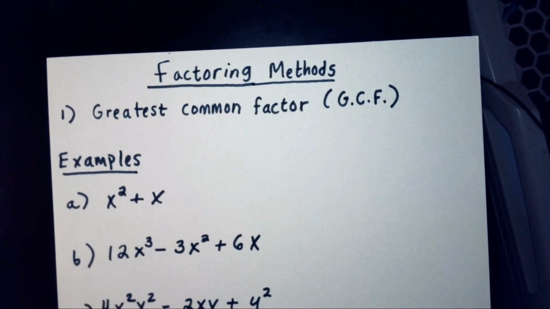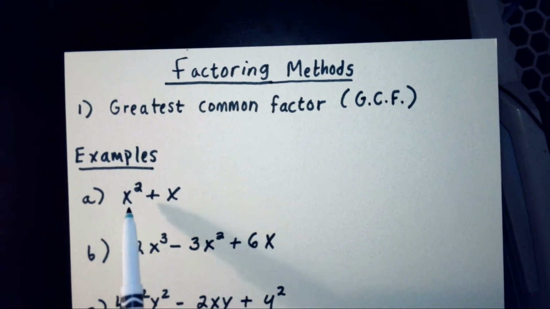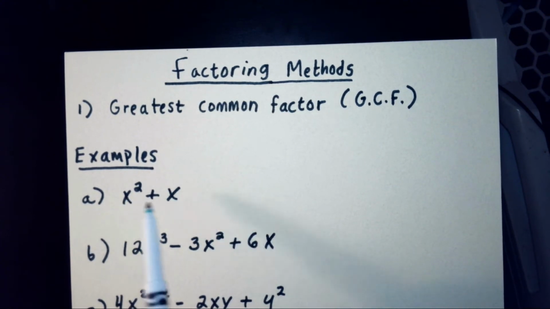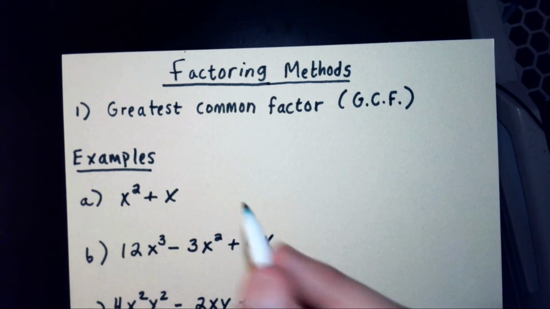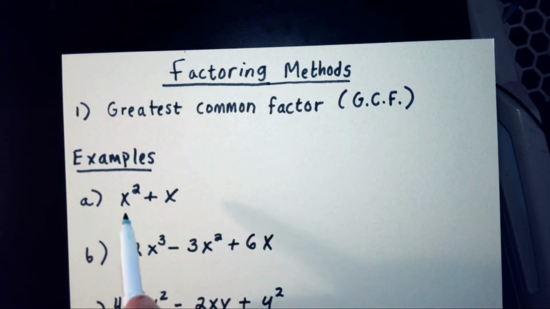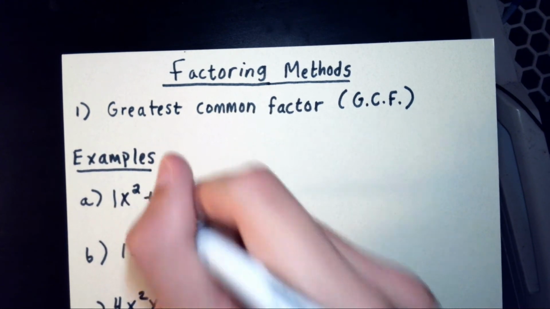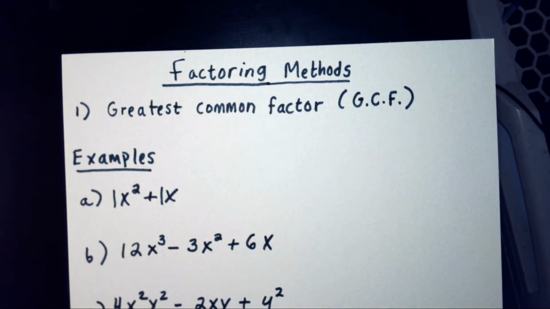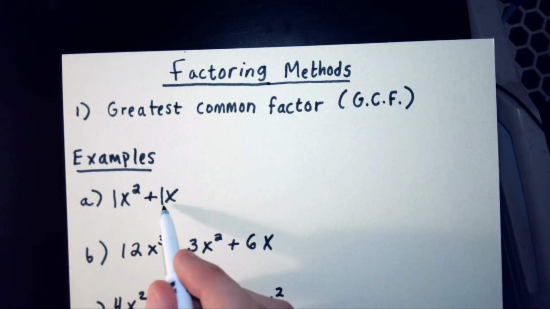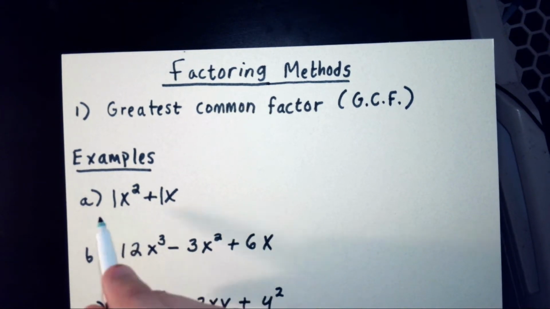Okay, so starting off with this example A here, we have a polynomial, just x squared plus x. So the first thing we do is we look for anything that's in common between the two terms. Well, as we can see there, this is the same thing as 1x squared. This is the same thing as 1x. We usually don't write the 1, but just for emphasis I'll write it here. So notice that since there's a 1 here and a 1 here, the largest number that we could pull out of either of these is just 1, right?